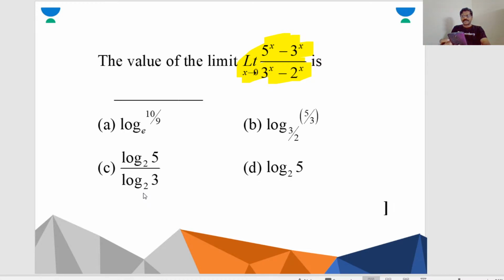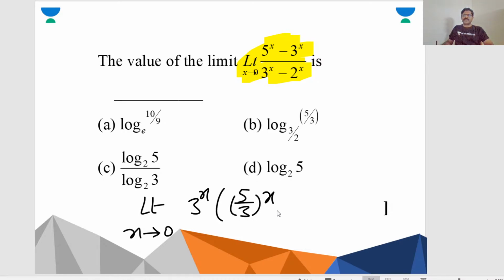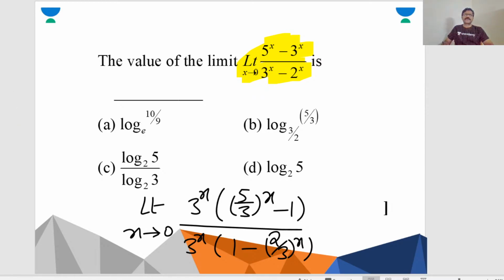Take 3 power x common. Very good, Chanchal. Limit x tends to 0. If you take 3 power x common, you will get (5 by 3) whole power x minus 1 by 1 minus (2 by 3) power x.